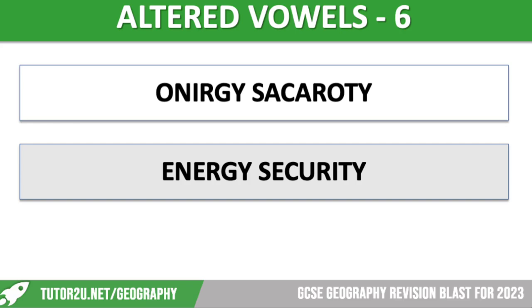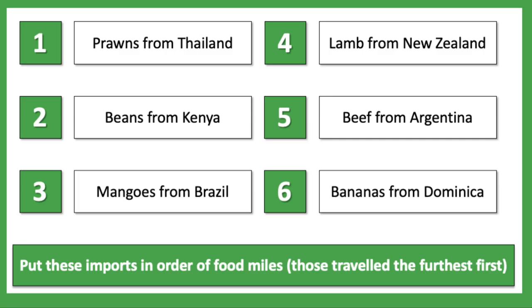Right, let's move on to our next activity. So we are focusing on food miles. So that was our first altered vowels. What we'd like you to do is to put these imports in order of food miles from those travelled the furthest to those who have travelled the least distance. So if you pause the video for a moment, pop them in the right order. So furthest away first. And then once you've got them in what you think is the right order, unpause the video and we will check to see whether you have got them right or not.